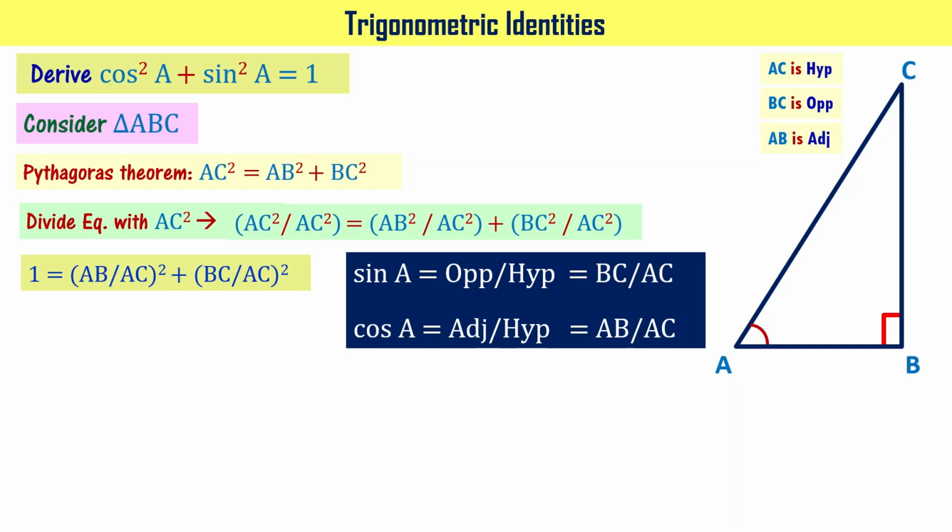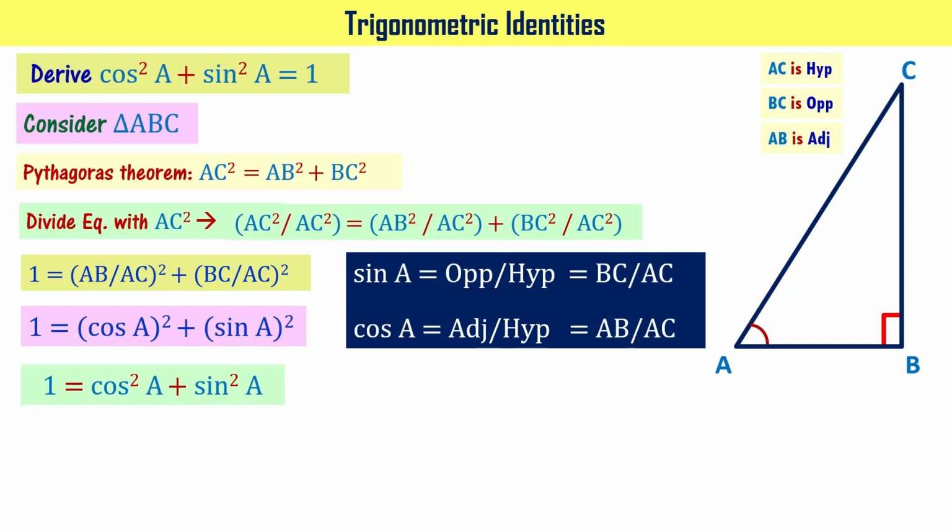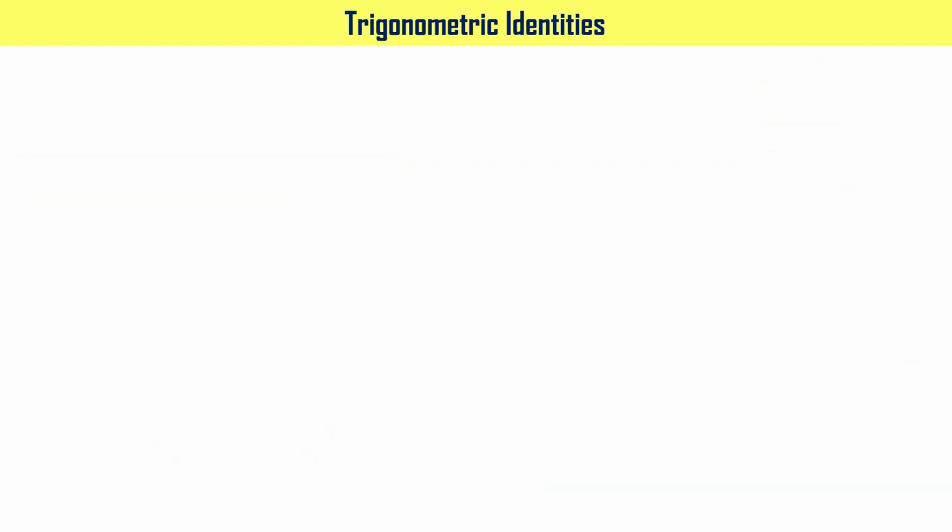When you substitute these two into the previous equation, you say that 1 equal to (cos A) whole square plus (sin A) whole square, right? This can also be written as 1 equal to cos square A plus sin square A. This particular relation holds true for all the angles between 0 and 90, including 0 and 90 degrees. Please take a note of this.